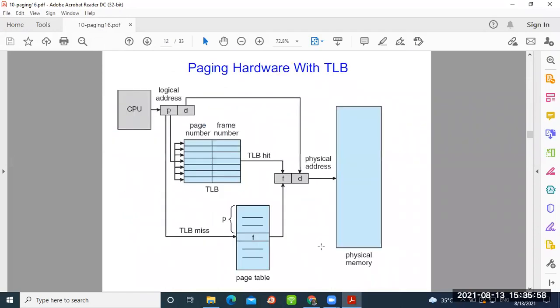So as we studied yesterday, how we can implement paging with the help of the hardware called TLB, translation lookaside buffer. Now this is the block diagram. This is our physical memory. This memory will be divided into different frames. Different frames are divided into different blocks.